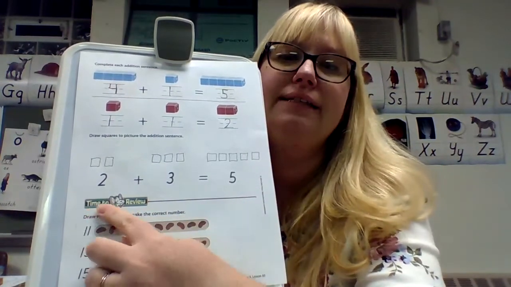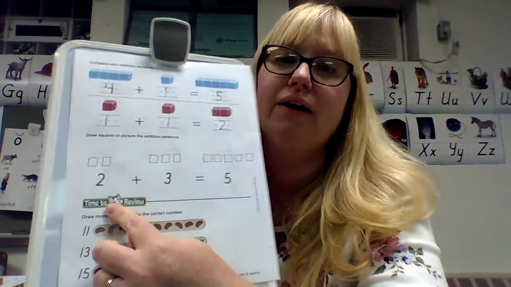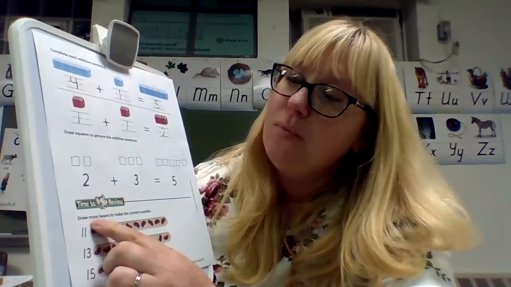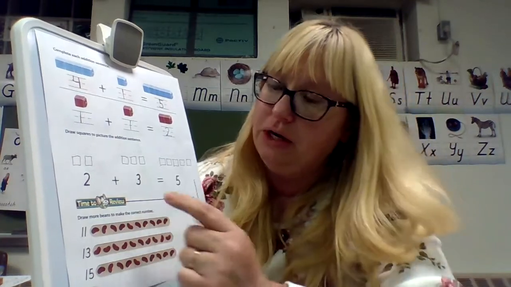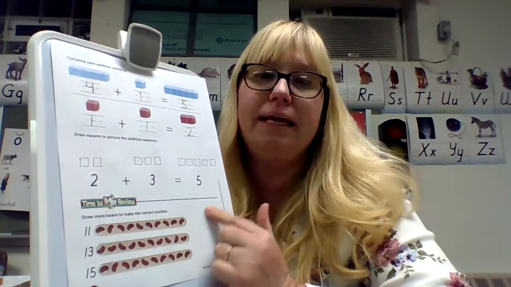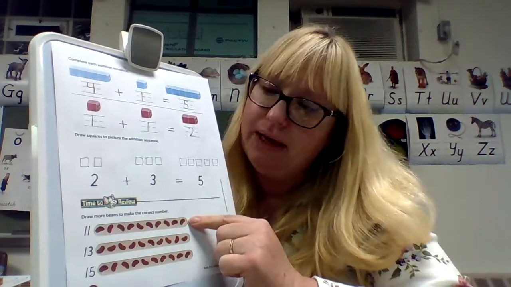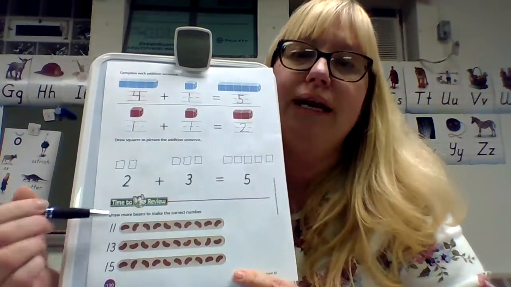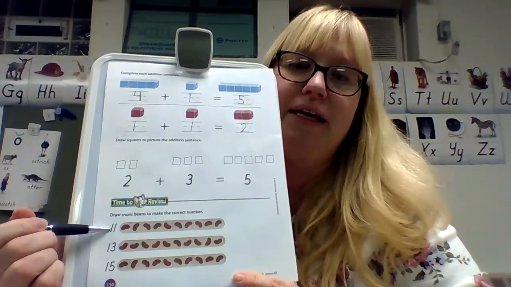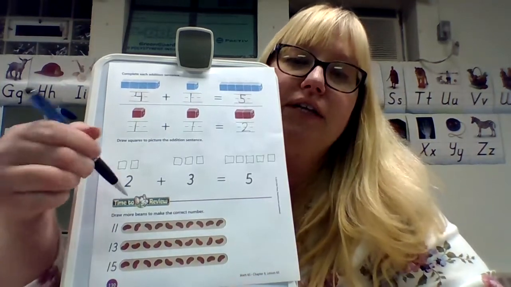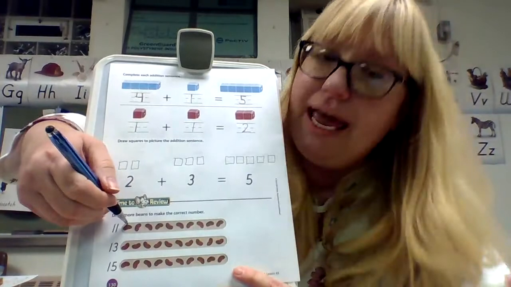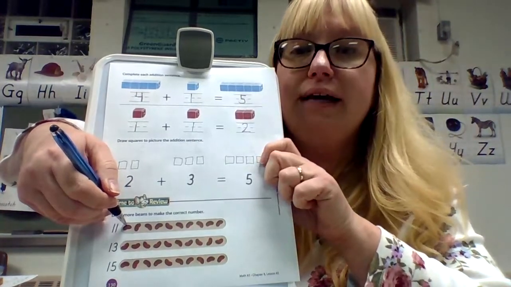All right, down here it says time to review with Cheddar. So it says draw more beans to make the correct number. So you're going to have to draw some little beans. You can kind of make like ovals. Okay, so we'll do this together. What number is this here? We have 11. So let's count how many beans are here. And if you need to draw a little line as you count, do that to help you keep track.